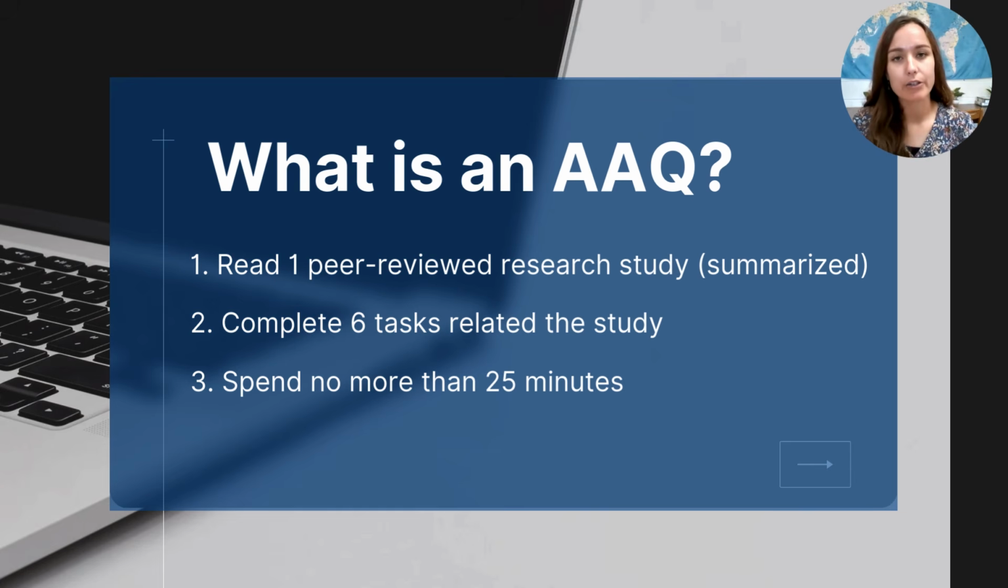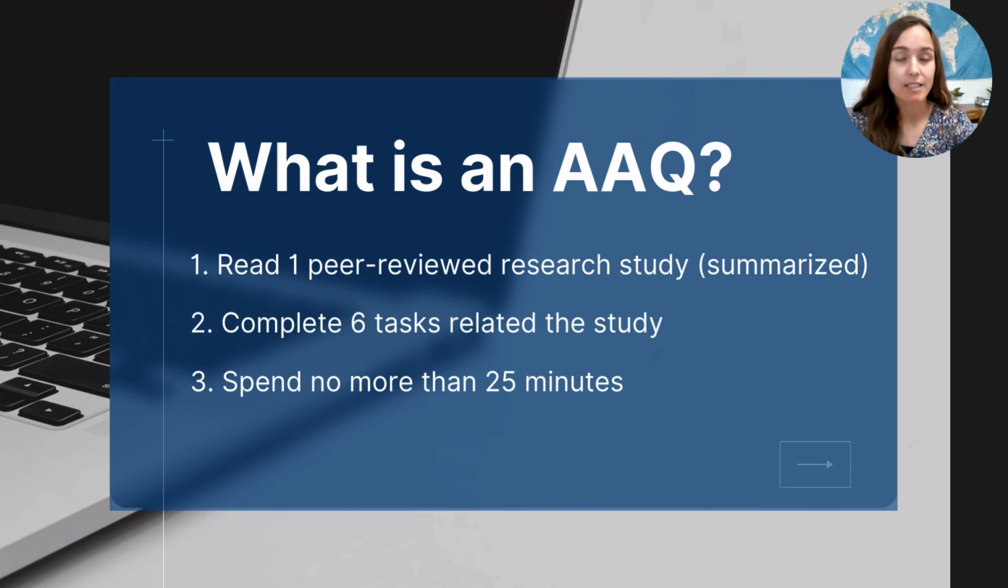So what is an AAQ? An AAQ is an article analysis question. It consists of one peer-reviewed research study that has been shortened and summarized. It will start with an introduction. It will share a little bit about the participants in the study, the procedures that were used. It will include some data that was collected, and then it will share the findings of that particular study.